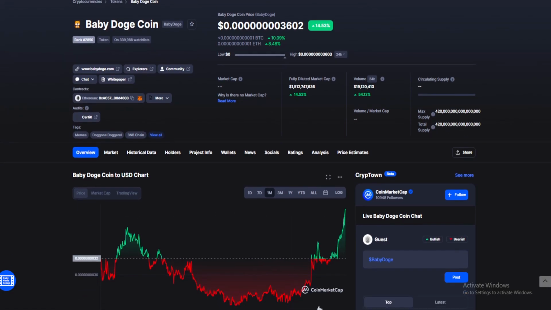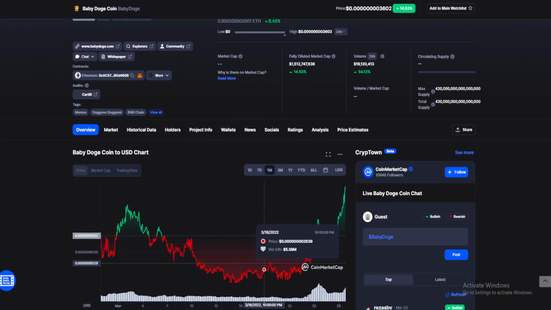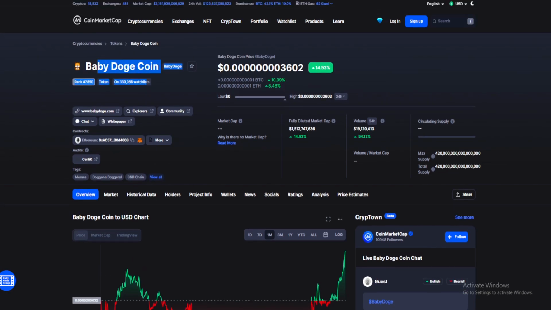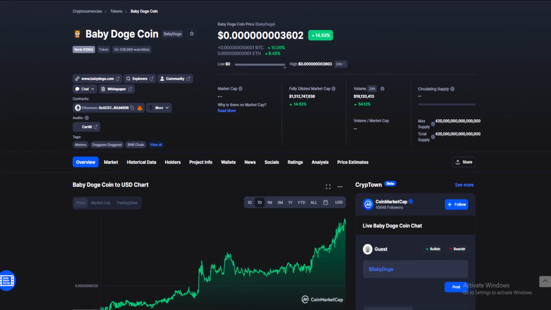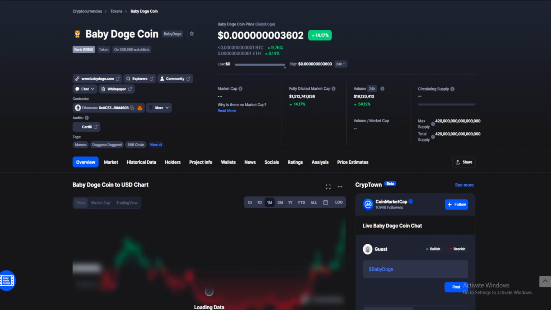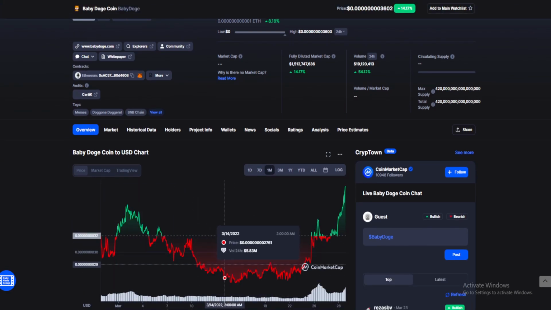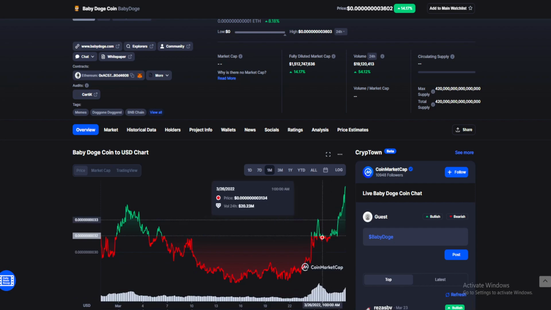Well, I think it's pretty good. It might not be on the level of Bitcoin, but if you wanna spread out your portfolio, Baby Doge is a solid option. Maybe take it as a third or fourth crypto investment. That way you have some other coins to back it up if Baby Doge fails, which I really don't think it will. I think this is a solid investment.